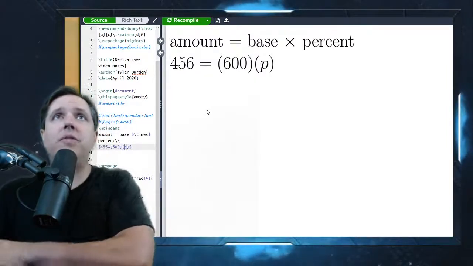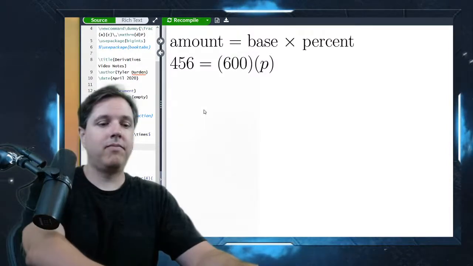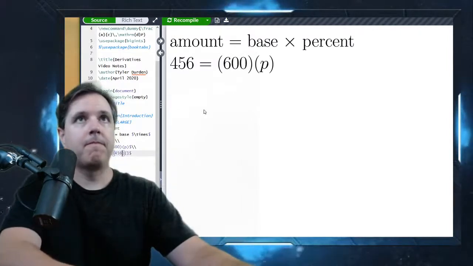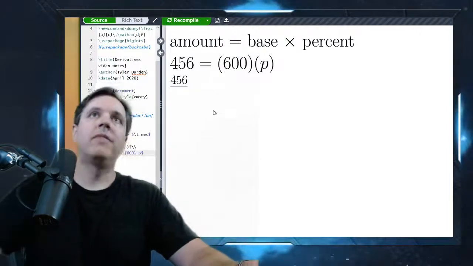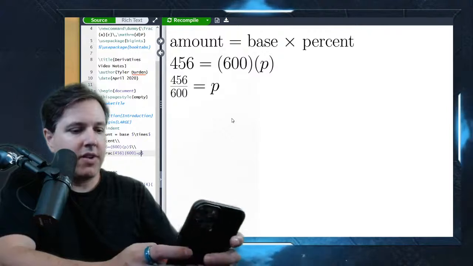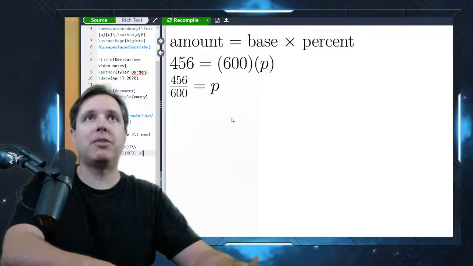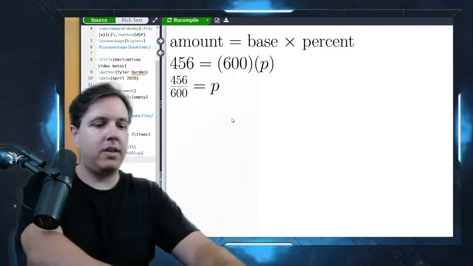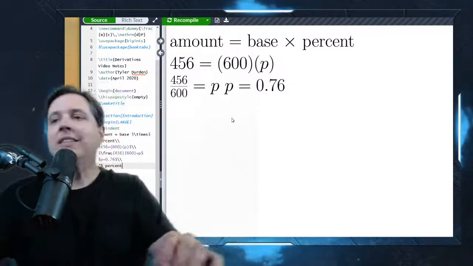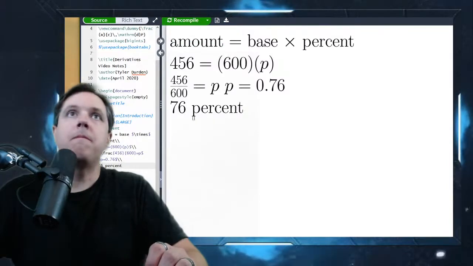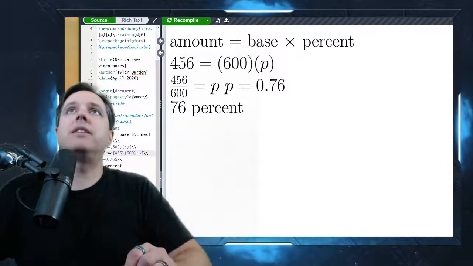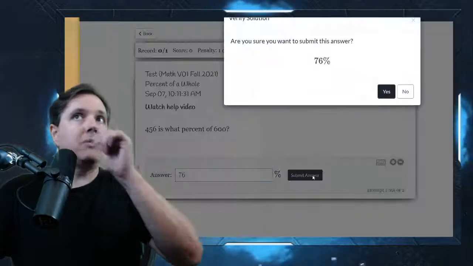And now you're going to do your division. So 456 divided by 600. You can either do that division by hand or throw it in a calculator. 456 divided by 600 equals 0.76 or 76%. So P equals 0.76, which is the same as saying 76%. Okay? So 76% should be our answer. Let's go back and see what percent. 76. Hit submit. Should be right.